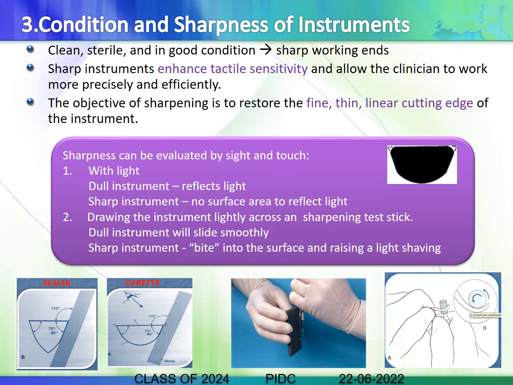Sharpness can be evaluated by sight and touch, and also with the help of light. A dull instrument generally has a rounded edge like this, unlike the sharp edge of this one. Dull instruments reflect the light, whereas sharp instruments don't reflect the light. Drawing the instrument lightly across a sharpening test kit will show whether the instrument is dull or sharp. If it is a dull instrument, it will slide smoothly, but if it's a sharp instrument, it will bite into the surface and raise a light shade.